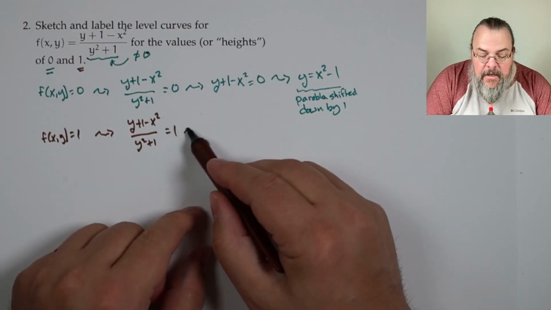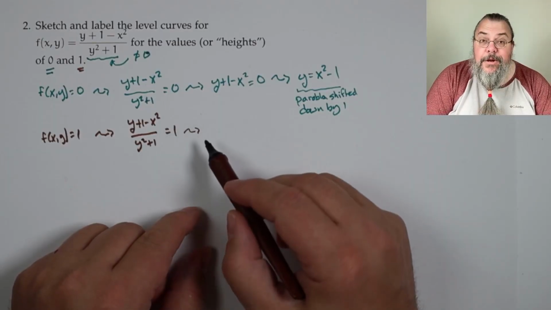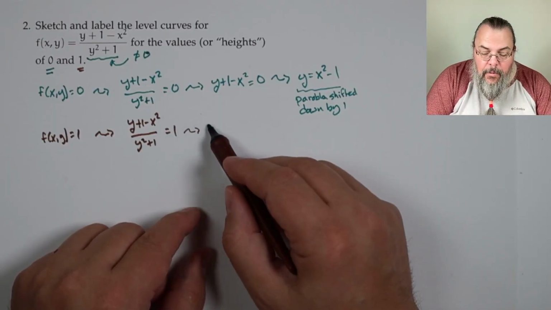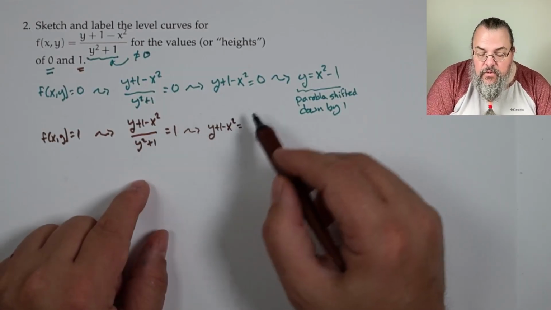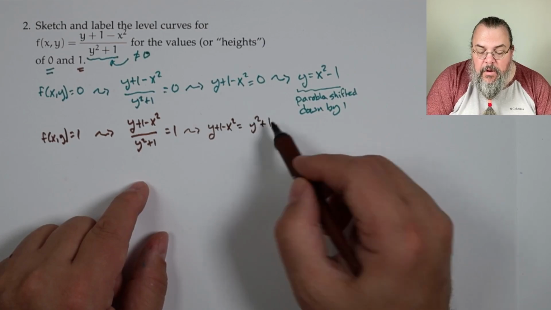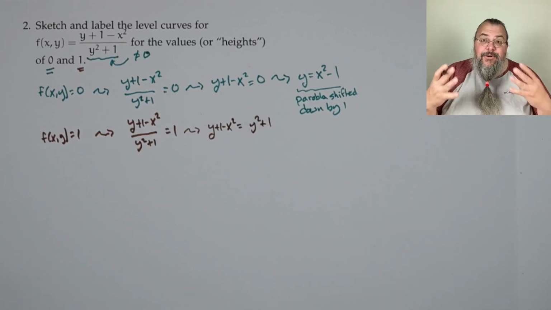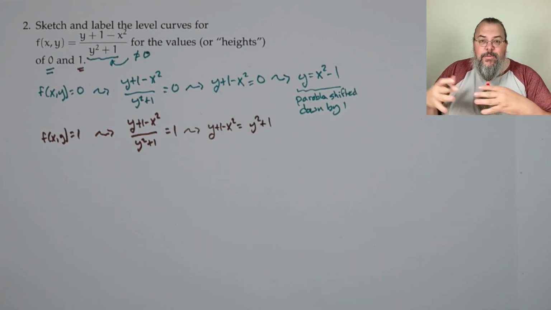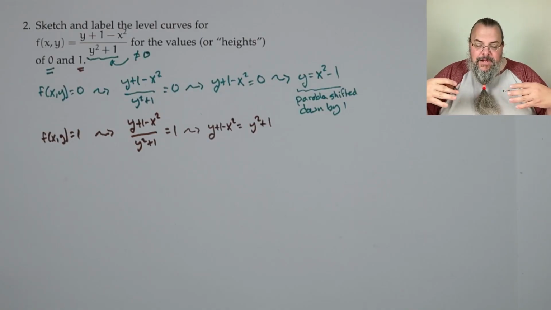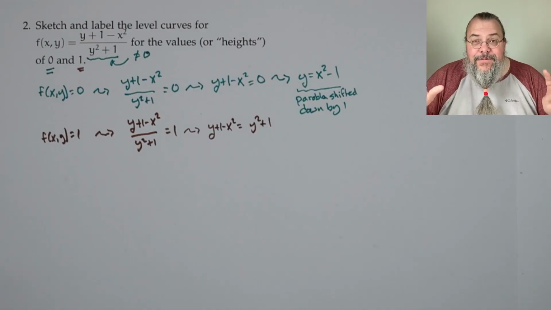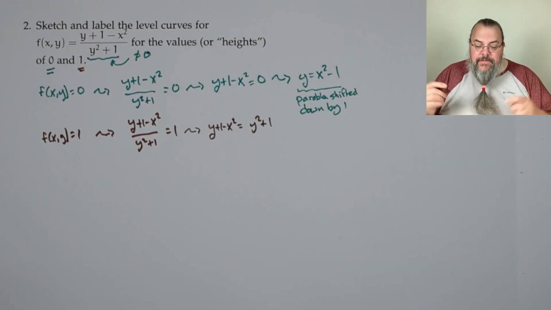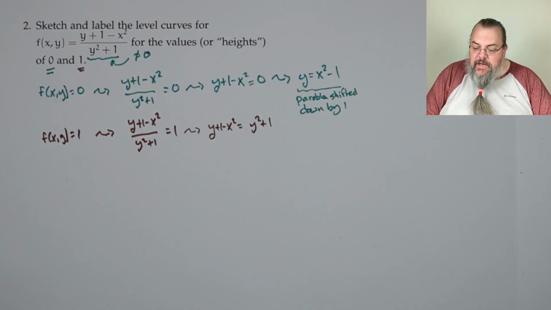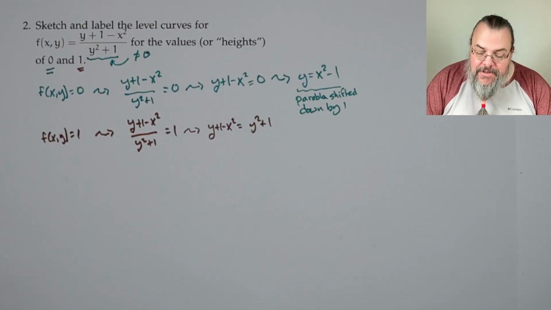Now, from here, again, do the same process. Clear your denominator. y plus 1 minus x squared equals y squared plus 1. I really like to think of this as just cross-multiplying, but in general, I say get rid of fractions if you can. Fractions are dangerous. So, okay, we got rid of fractions. We can cancel some 1s.